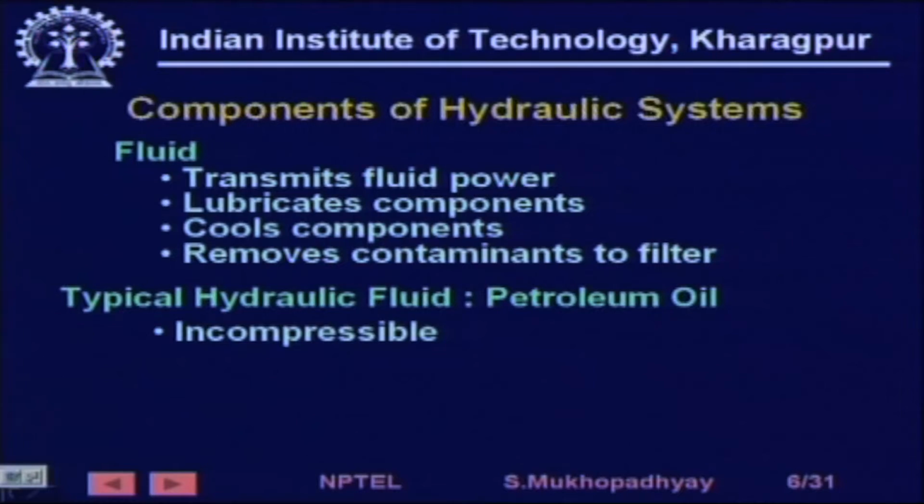A typical hydraulic fluid is actually petroleum oil. In some cases one uses things like water with some additives, or sometimes water-oil mixtures, but the most popular hydraulic fluid is petroleum oil, which is very incompressible. It has a self-lubricating property. The only problem it has is that it tends to be somewhat hazardous for fire. So that is a drawback. It is incompressible, lubricating, but combustible. Combustible means the flash point must be considered.